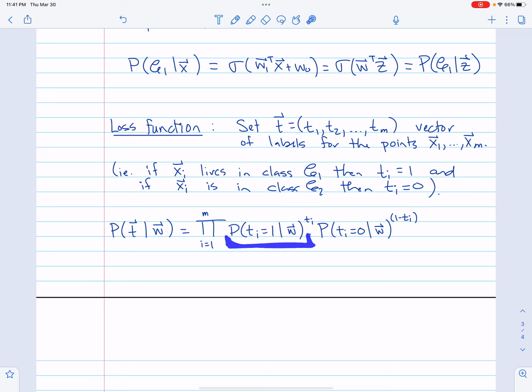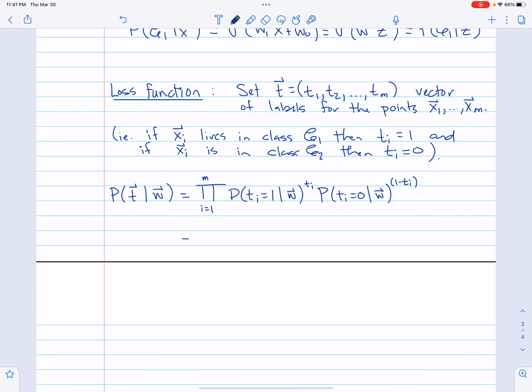Okay? So for each vector, right, we're taking the product over i equals 1 to m, which is the number of vectors we have. For each vector, exactly one of these terms is equal to 1, and the term that isn't equal to 1 is exactly the likelihood of getting that label given the parameter vectors w that we have. Okay?